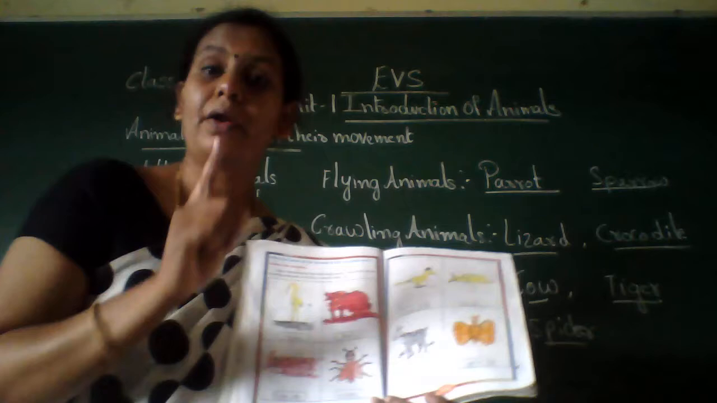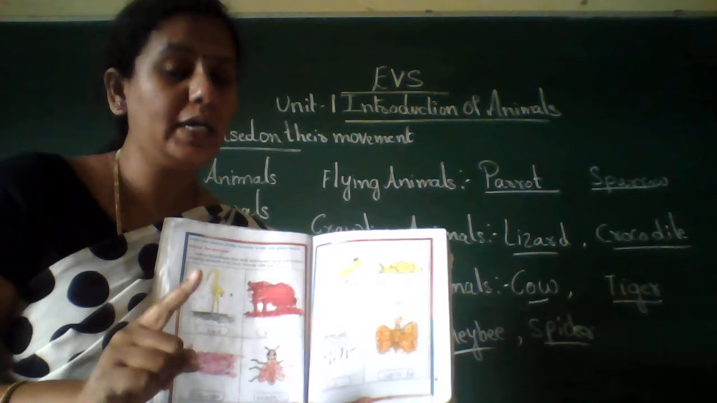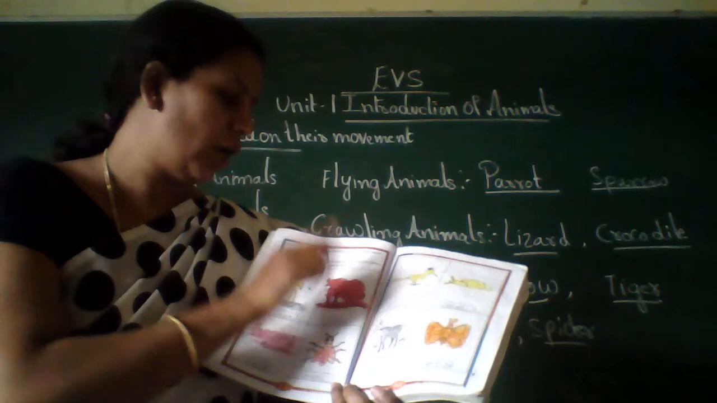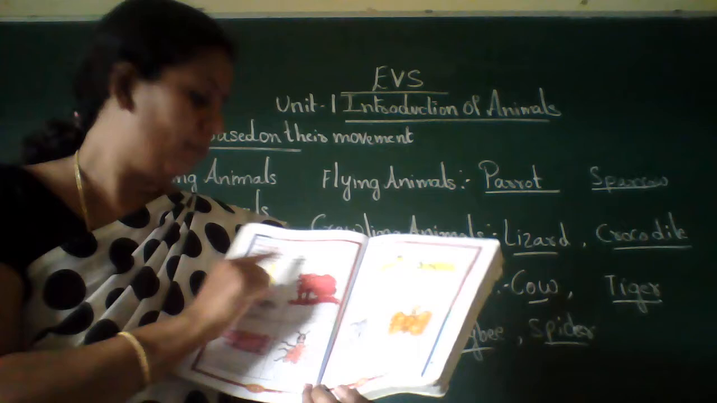For walking animals, you have to put brown color only. For birds, yellow color. For insects, red color. And for crawling animals, blue color. Okay, don't get confused. Here they have given the colors.